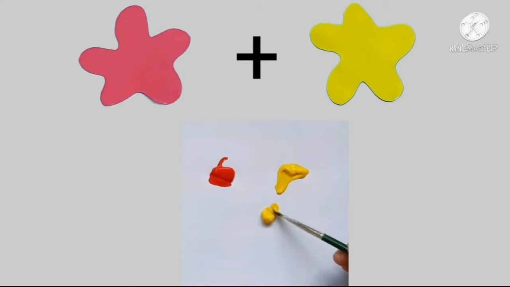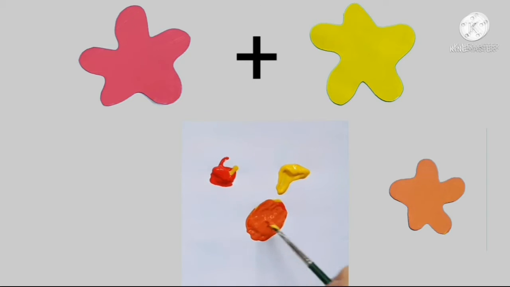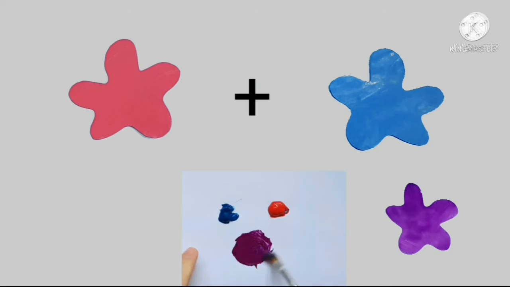Next, let's mix red and yellow color. Let's figure out what secondary color we will get. Ta-da! Now we get orange color. Orange is a secondary color. Lastly, what color will we get if we mix red and blue? Wow, it's purple. Purple is a secondary color.